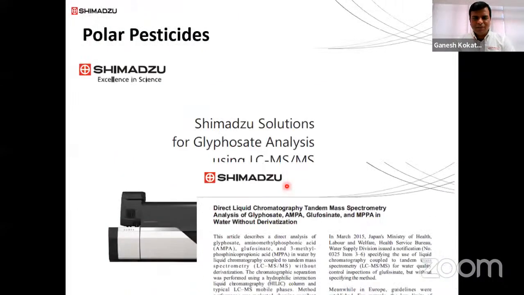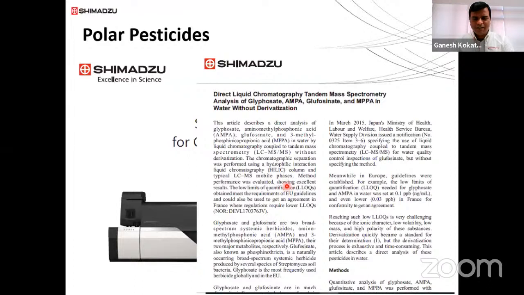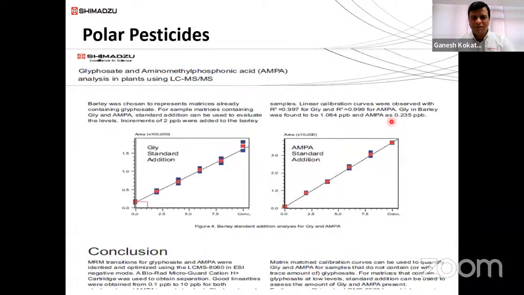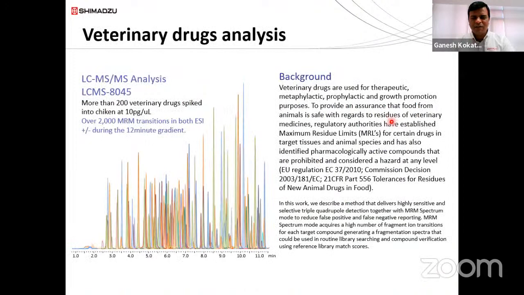As an example, there is polar LC without derivatization for pesticides. We are using direct liquid chromatography, normally with MPPA in water, without derivatization, for glyphosate, AMPA, or glufosinate. So these are different polar pesticides. We have some other applications as well in the form of drugs used for veterinary concerns.